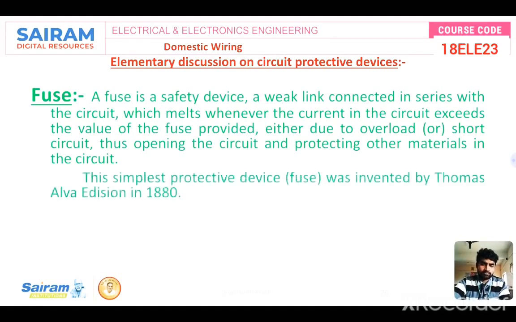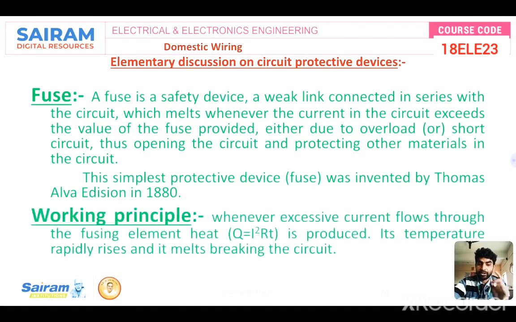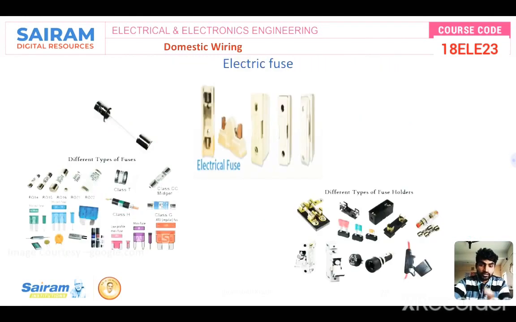Okay. It is the simplest protective device, the fuse, invented by Thomas Alva Edison in 1880. The working principle is H equals I squared R T. H is the heat, I is the current, R is the resistance, T is the time taken for heating up, or time taken for blowing off, burning out that fuse. This is another fuse.